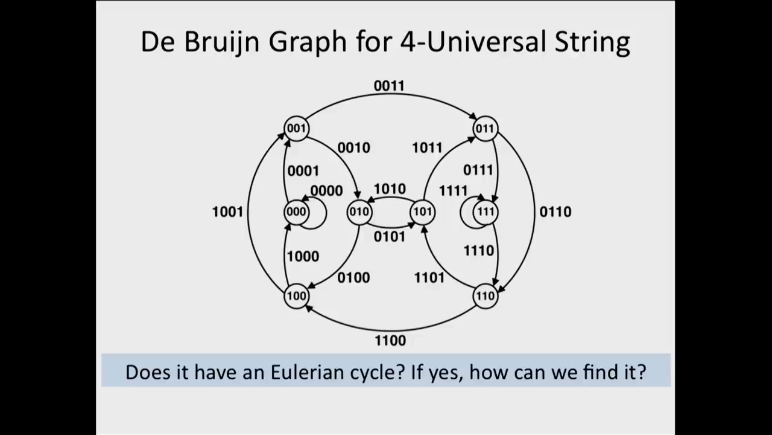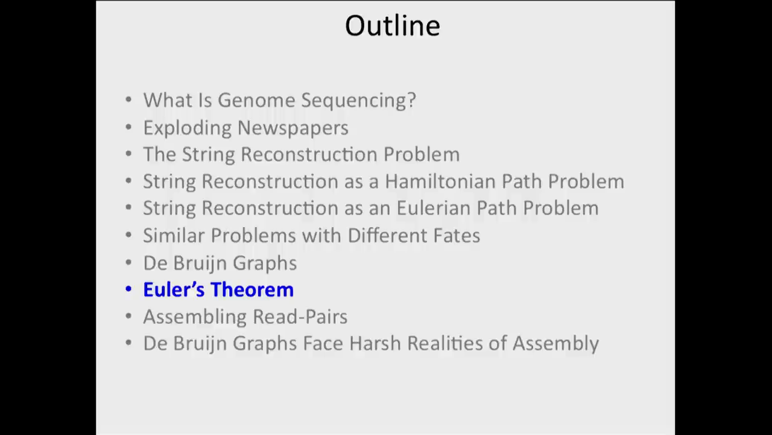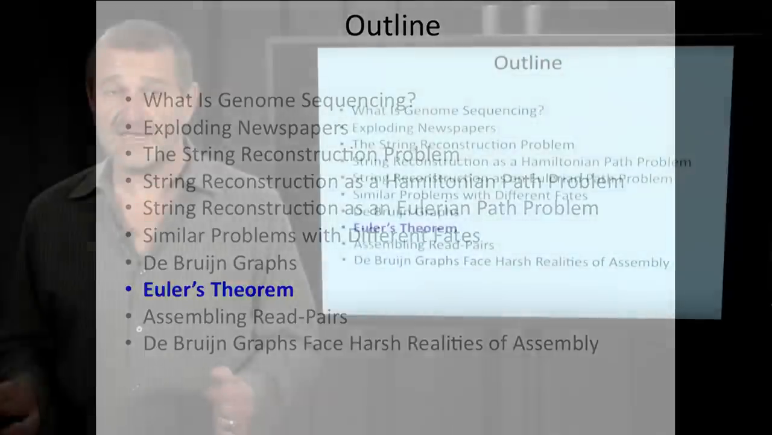But what about a universal string constructed from all 4-mers? What about 10? All 10-mers. In this case, the graph will consist of thousands of nodes. Does it have an Eulerian cycle? If yes, how can we find it? We'll answer this question in the next segment.